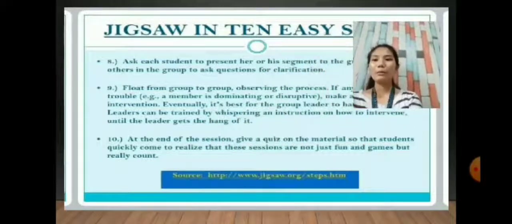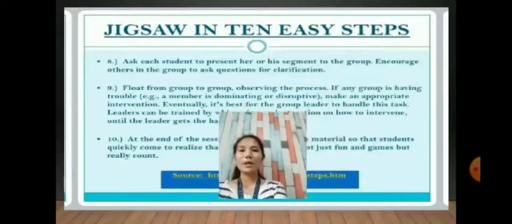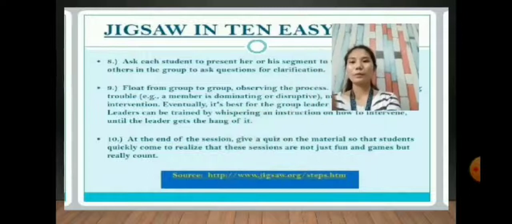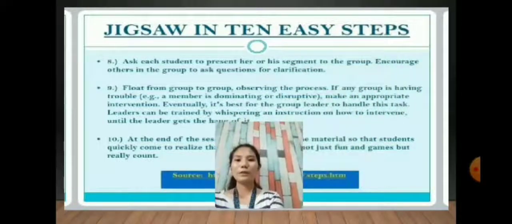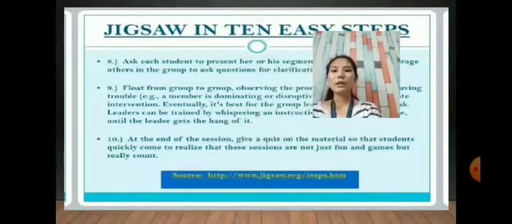For number 9, float from group to group. Observe the process. If any group is having trouble, for example, a member is dominating or disruptive, make an appropriate intervention. Eventually, it is best for the group leader to handle this task. Leaders can be trained by whispering an instruction on how to intervene until the leader gets the hang of it.